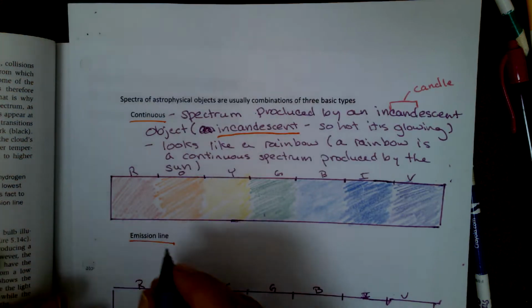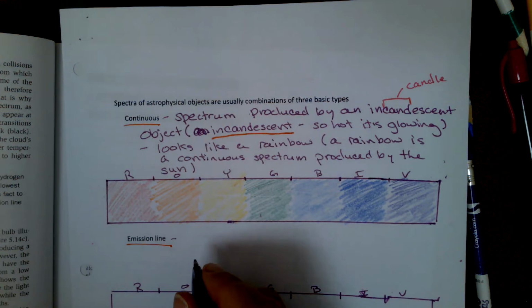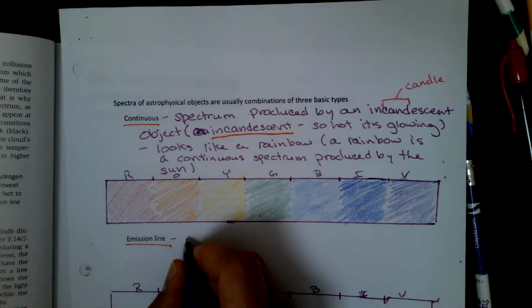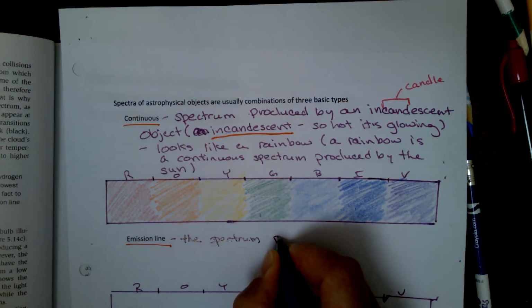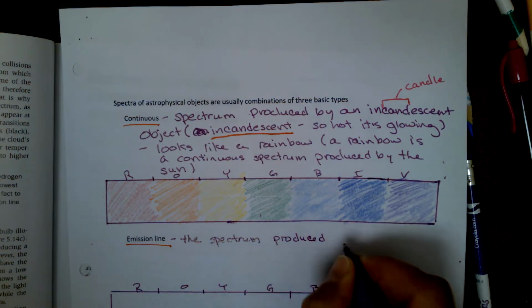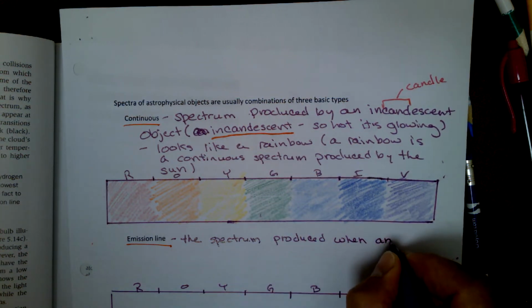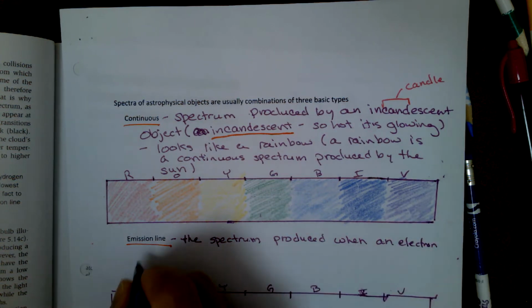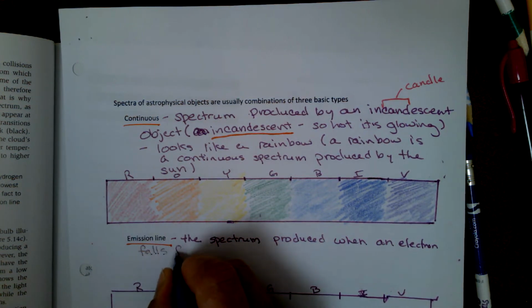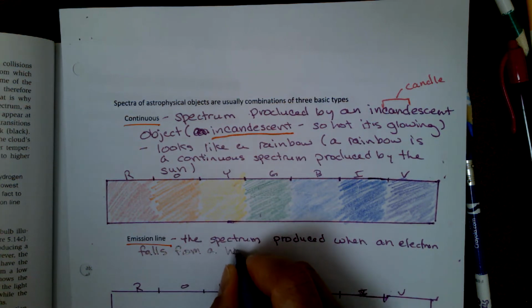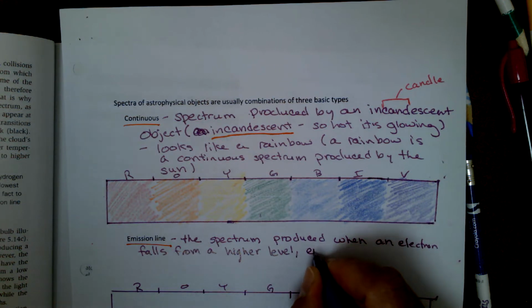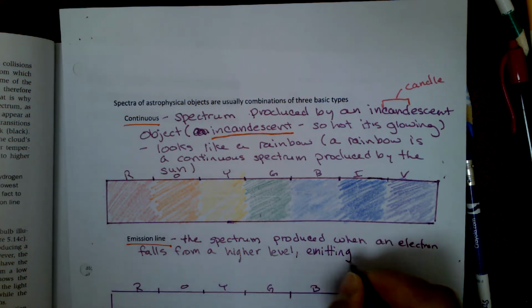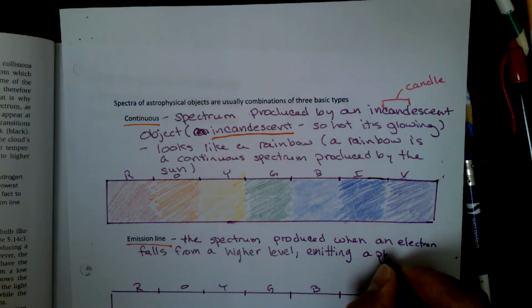So the emission line is the pattern of spectra, or the spectrum, produced when an electron falls from a higher level, emitting a photon.